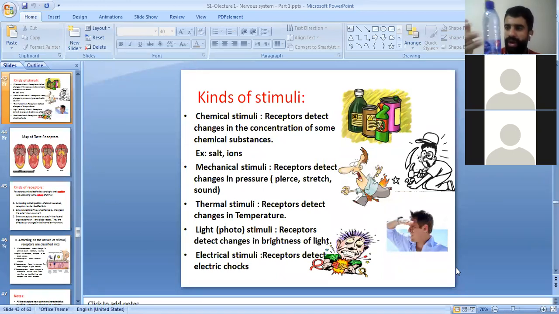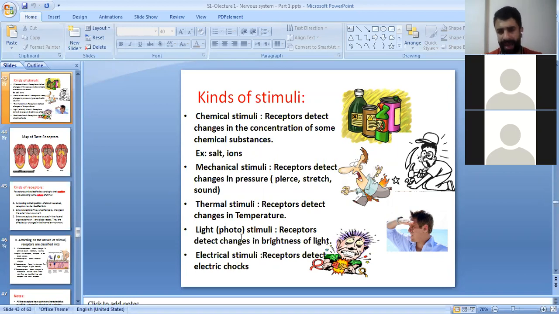So whenever I hold it, I remove it quickly. I throw it because it's very hot. So this is related to the thermal, it's related to temperature. Light, for example: I sit in a room that's in complete darkness, and someone lights a flash in my eyes. So I'm going to close my eyes or do a reaction. So this is because the stimulus is a light stimulus, or a photo stimulus.